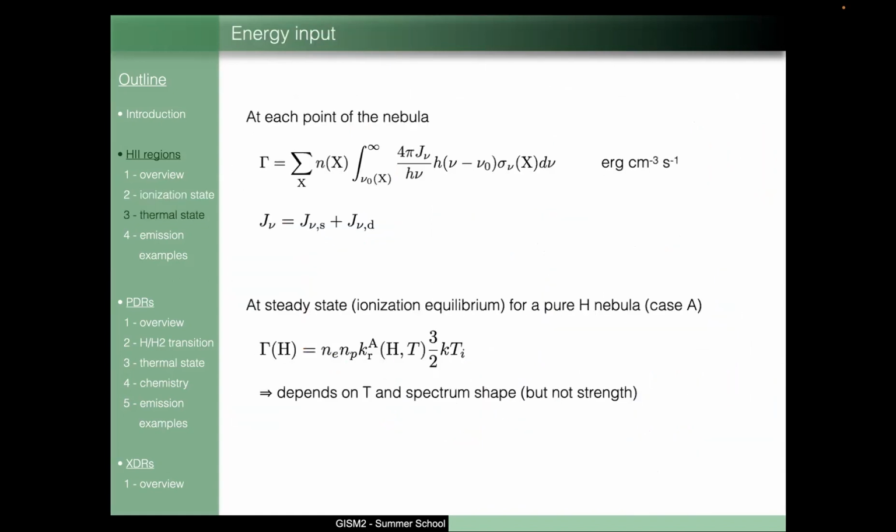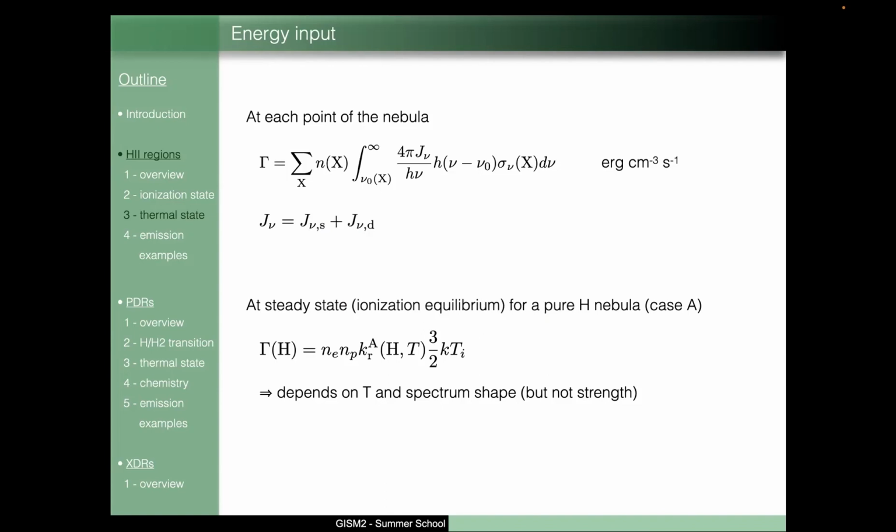Okay, so now that this is done, we can move on and look at the thermal state of H2 regions. The thermal state of an H2 region is a very beautiful result of microphysical processes happening in photoionized gas. And it results, of course, from the heating and cooling mechanisms of the region. In an H2 region, the main heating mechanism is the photoionization itself, and it simply writes like this.